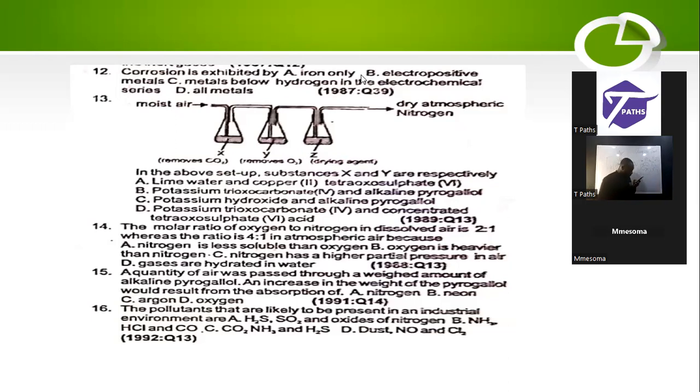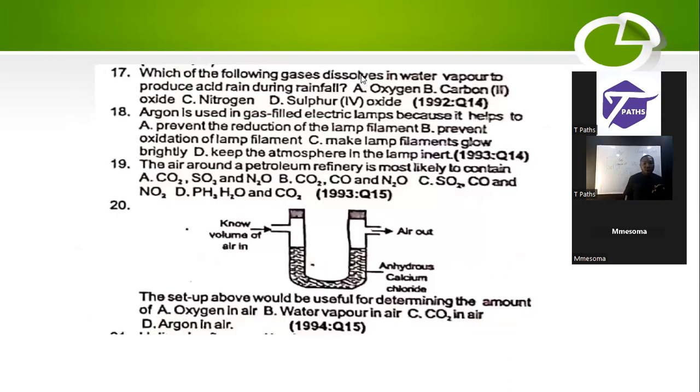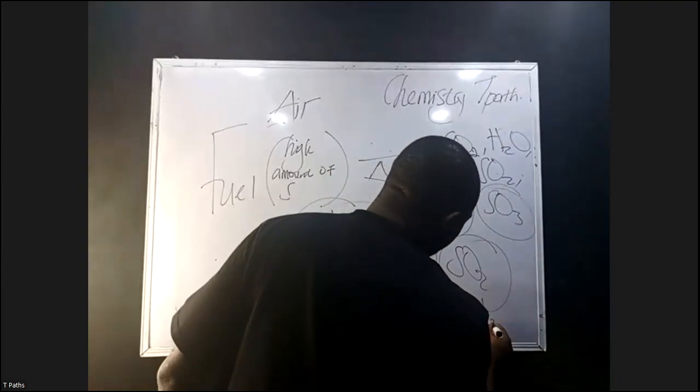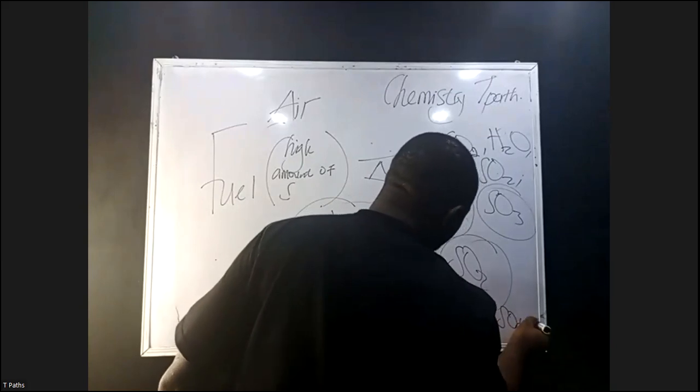Number 17. Which of the following gases dissolves in water vapor to produce acid rain during rainfall? Very important question. What dissolves in water to form acid rain, very popular, is SO2. So SO2 plus H2O will give us H2SO4.